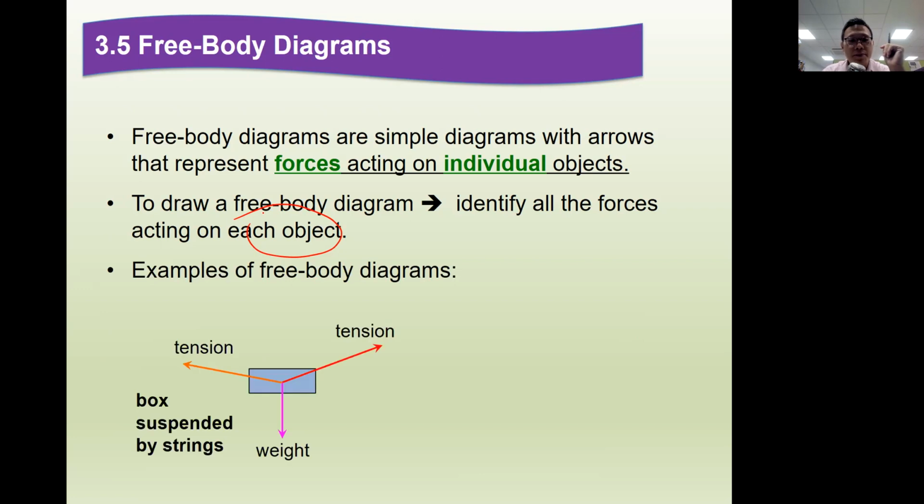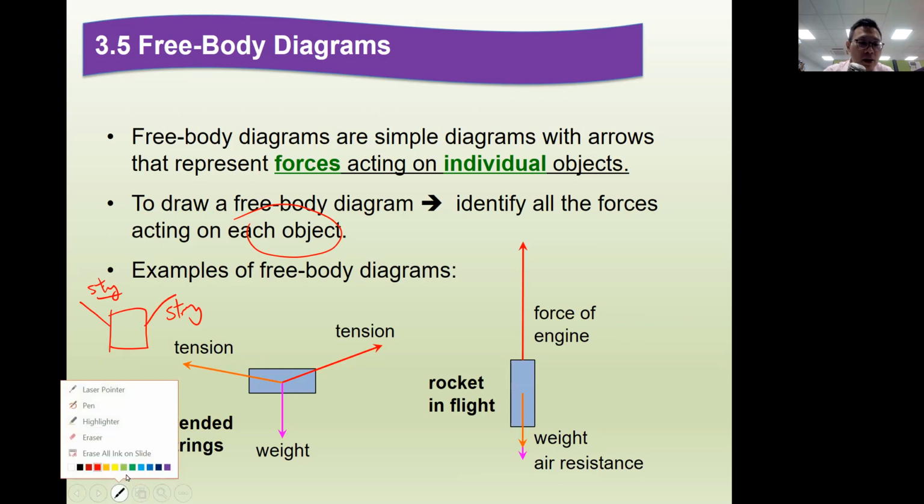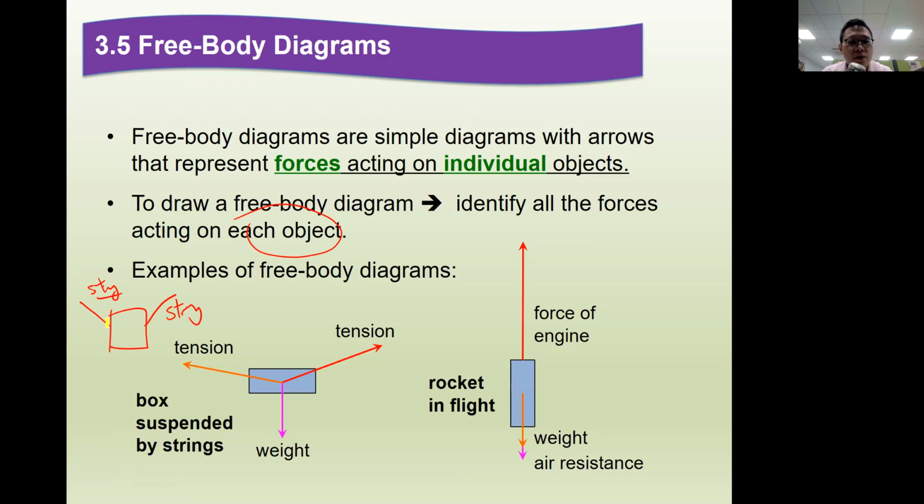For example, a box suspended by strings, and rockets in mid-flight. These are examples of free body diagrams. Take a box suspended by string. In actual fact, you have a box suspended by a physical string. What the free body diagram does is that, mentally, in my mind, not actually, I dismantle the string.